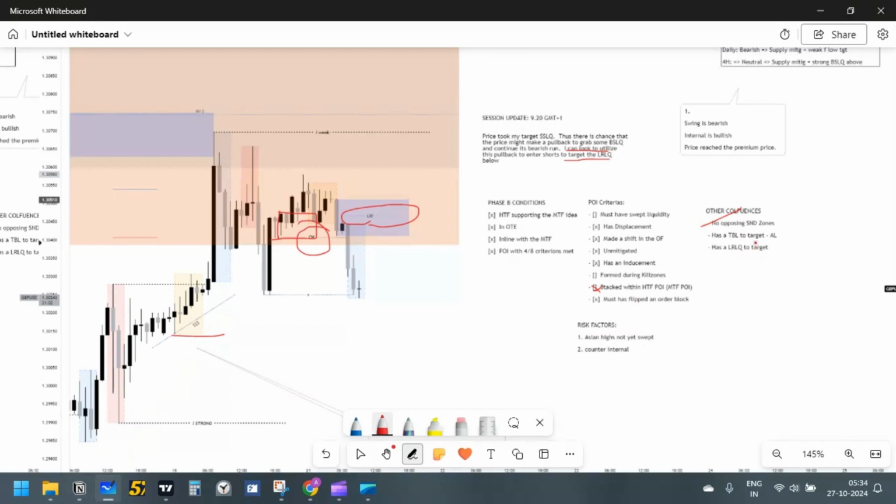What are the risk factors that can play out? ESNI is not yet taken, and it is counter internal. So there are also some risk factors involved.